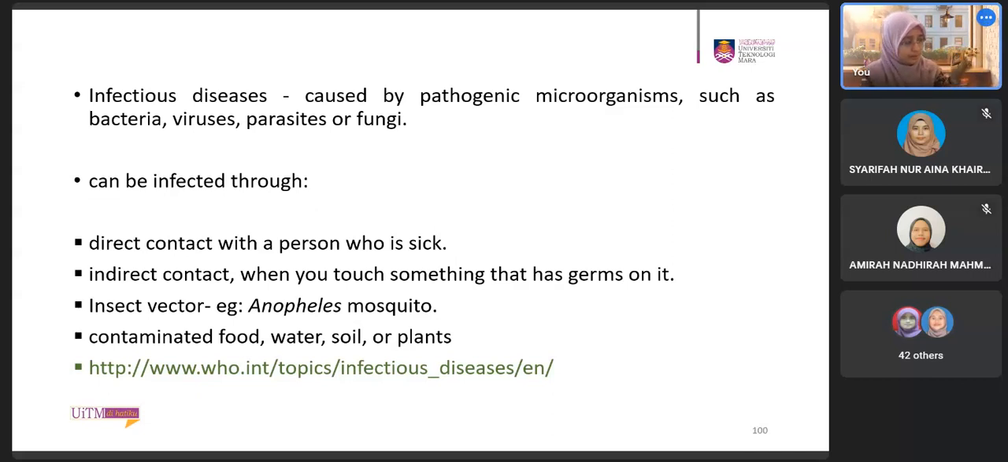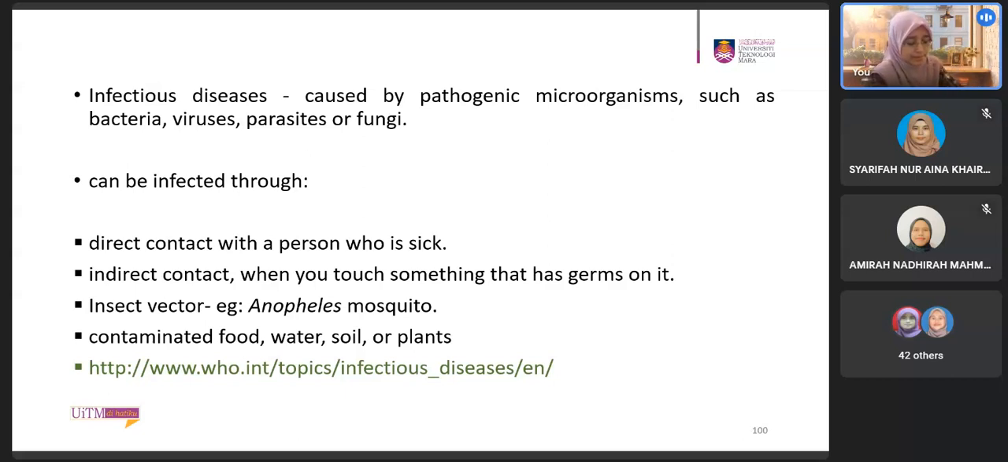dia punya droplets, okay, that contains the virus will contaminate surface or breathe in or inhaled by another person. Okay, so direct contact with the person. Batuk, pegang member awak, macam tu. Okay, direct contact. So in the indirect contact, when you touch something that has germ on it, batuk, pegang handle pintu. Okay, orang lain pegang pula handle pintu tu, macam tu.